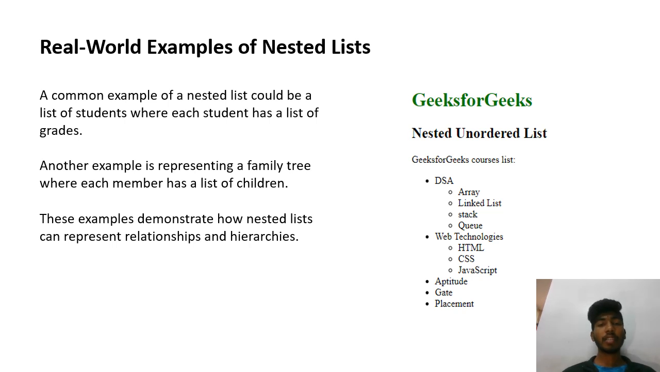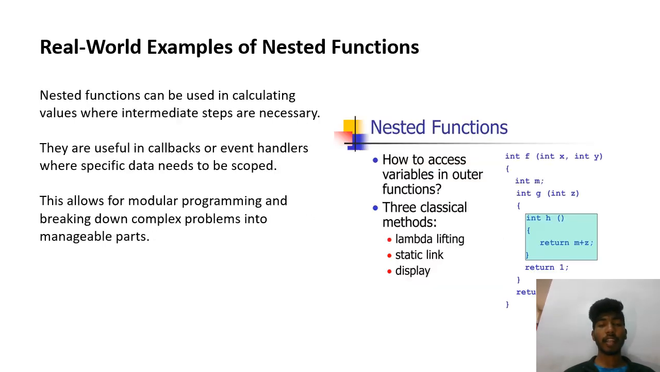Real-world examples of nested lists. A common example of a nested list could be a list of students where each student has a list of grades. Another example is representing a family tree where each member has a list of children. These examples demonstrate how nested lists can represent relationships and hierarchies.